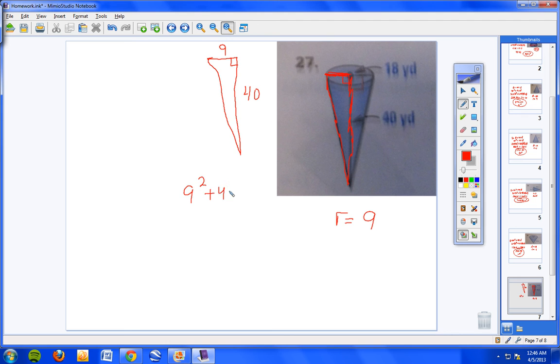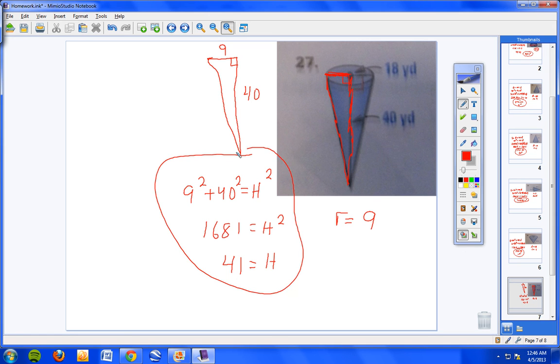9 squared plus 40 squared equals l squared. And that would be 81 plus 1600, which gives us 1681 equals l squared. And now we're going to take the square root of that number, and we get 41. So 41 equals l. Now I'm going to erase this right here, students, in about 5 seconds. So if you need to pause the video and back it up and watch it again, then feel free to do that. So now we know the slant height is 41. All right. I'm going to erase that.